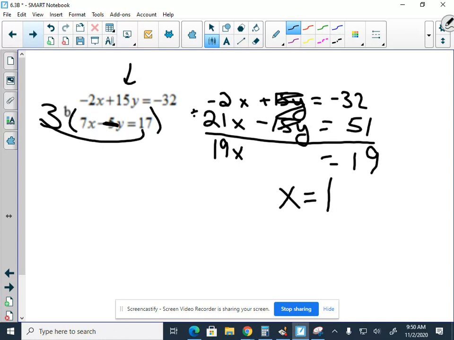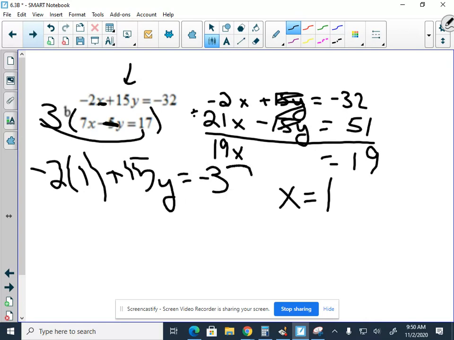Now you have to put that 1 back into one of the equations. I'm going to take the first equation, negative 2 times x. I put the 1 in for the x, plus 15y. Sorry, I'm writing left-handed again. Right arm's getting better, but still kind of tired.